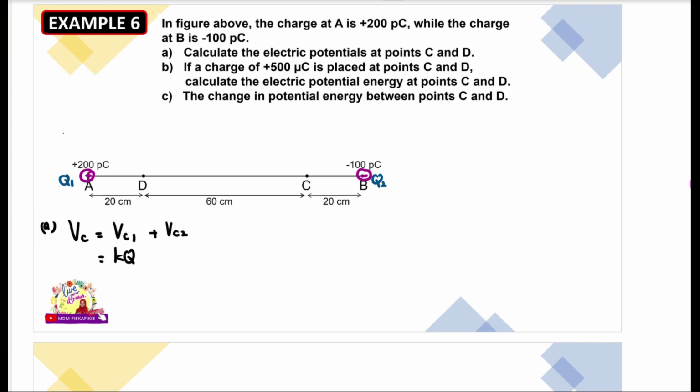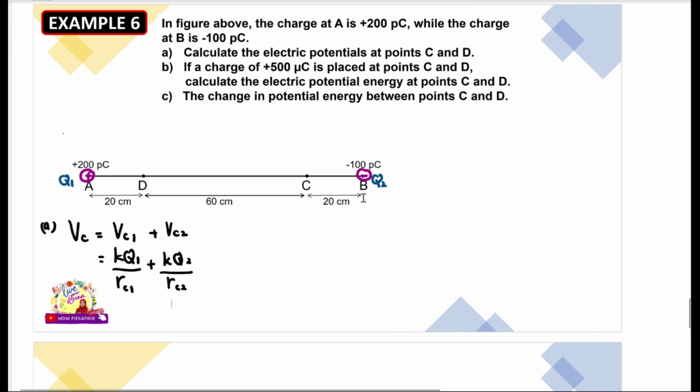Okay, so masukkan saja formula. C1 referring to charge 1. RC1 is the distance between point C and charge 1. Jarak dia adalah 80 cm. Okay, yang ni pula B dengan C 20 cm. Okay, so tengok betul-betul, jangan salah substitute dan jangan salah tekan calculator.